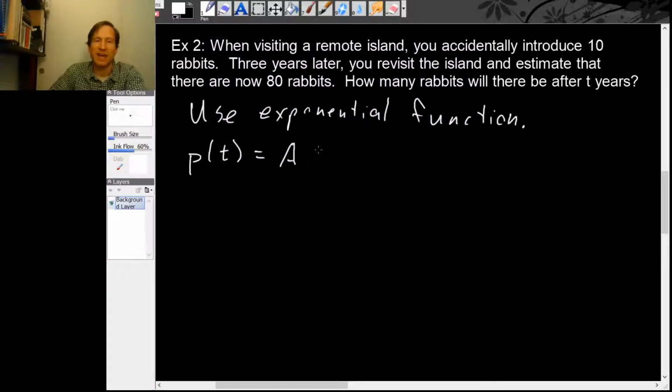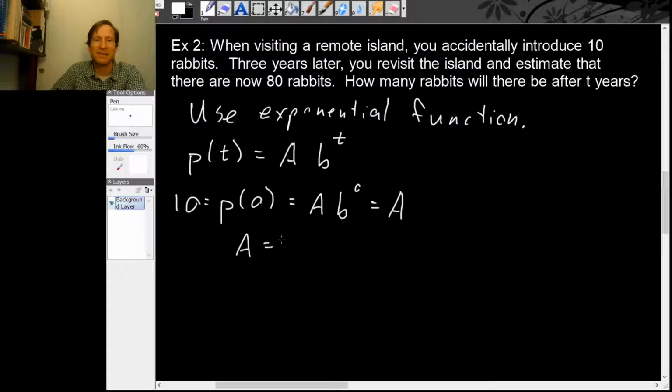And we'll say a times b to the t. We know we start with 10 rabbits, so p of 0 is 10, and that's a times b to the 0. But a times b to the 0, again, that's just a. So now we know a is 10.